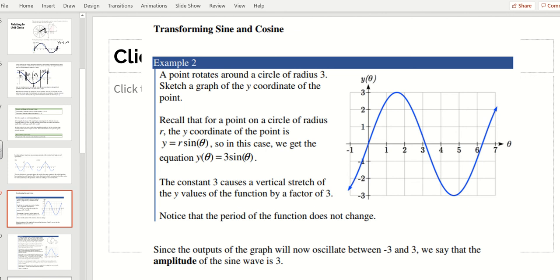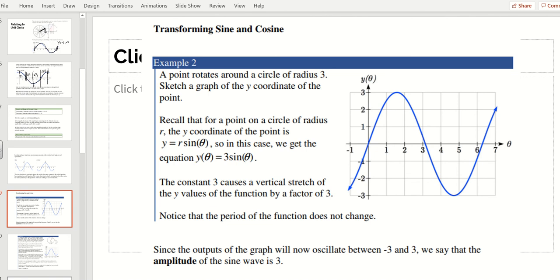So the ways the graphs can change are through our transformations. We've done transformations before: horizontal shifts, vertical stretch and shrink, horizontal stretch and shrink. The same thing happens with our sinusoidal functions, our periodic functions. They just have different names.